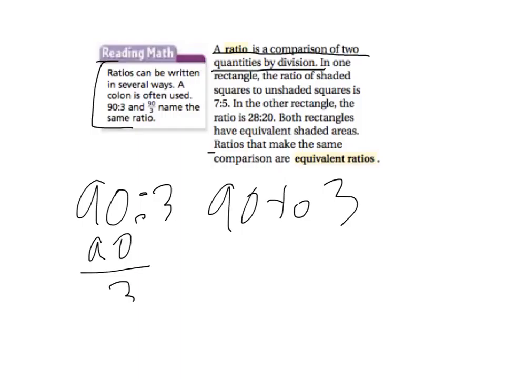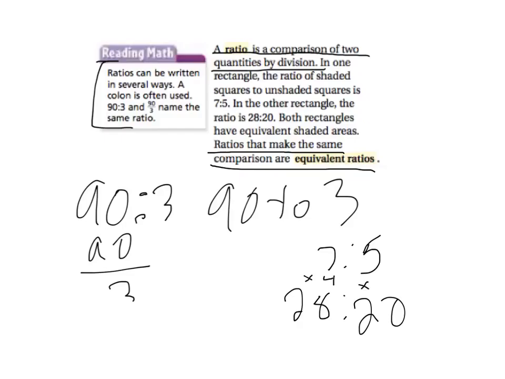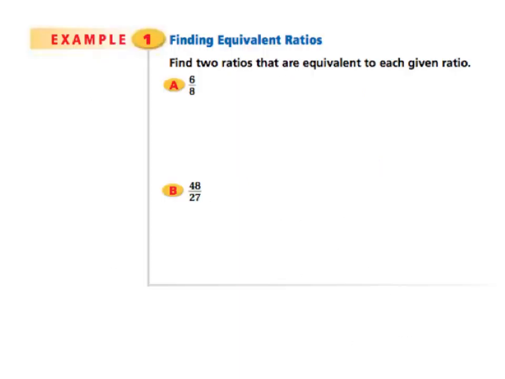Also, we should know that ratios that have the same comparison are equivalent ratios. Okay, for instance, 7 to 5 and 28 to 20, these are equivalent because you can multiply 7 times 4 and 5 times 4, and you'll get 28 and 20. So these are actually equivalent ratios, meaning they're the same ratio. So a ratio is a comparison of two quantities by division.